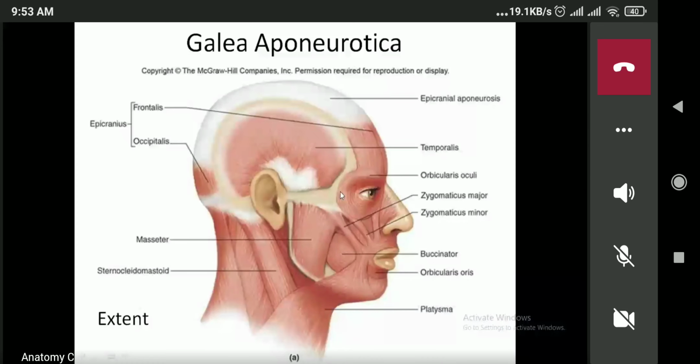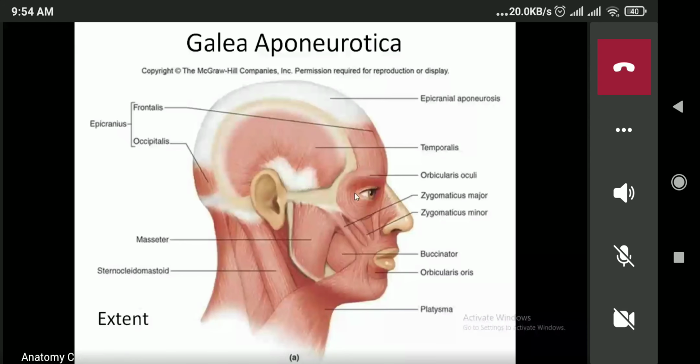Anteriorly, it extends between the two frontal bellies to get attached to the subcutaneous tissue at the root of the nose. Posteriorly, it extends between the two occipital bellies to get attached at the external occipital protuberance, and laterally, it extends as a thin sheet of membrane to get attached at the zygomatic arch. So these are the extents of Galea aponeurotica. Okay.